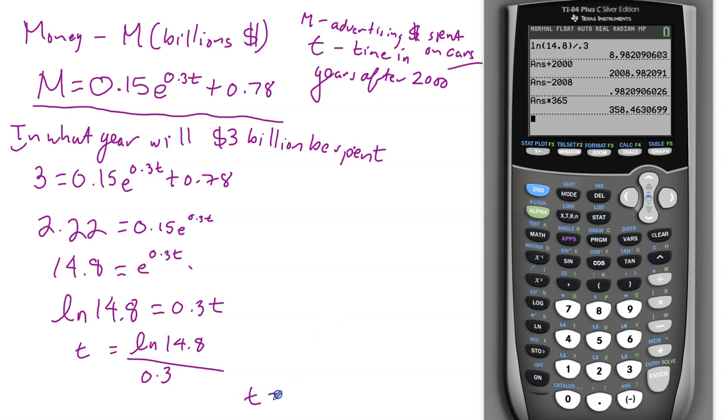So T is equal to 8.98 years, and that's years after 2000. So in what year? Let's say very late in the year 2008. And I think if we were to say 2009, nobody would really fault us for saying that.